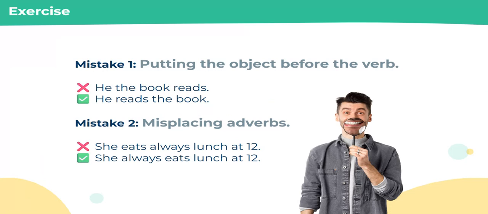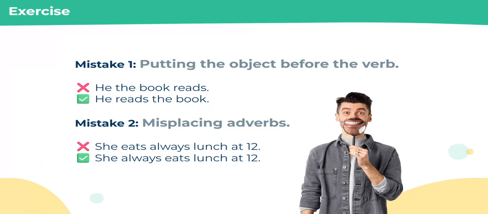Okay, so mistake number 1, putting the object before the verb. This is a very common mistake. So we don't want to say, he the book reads. No, we want to put the object after the verb. He reads the book.